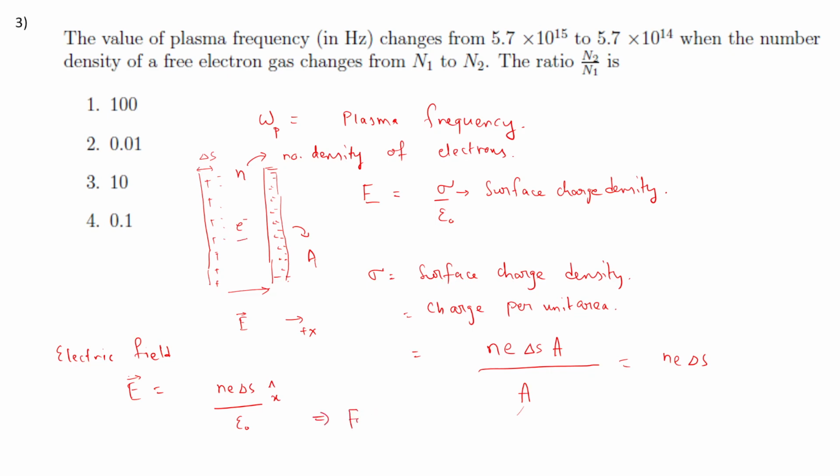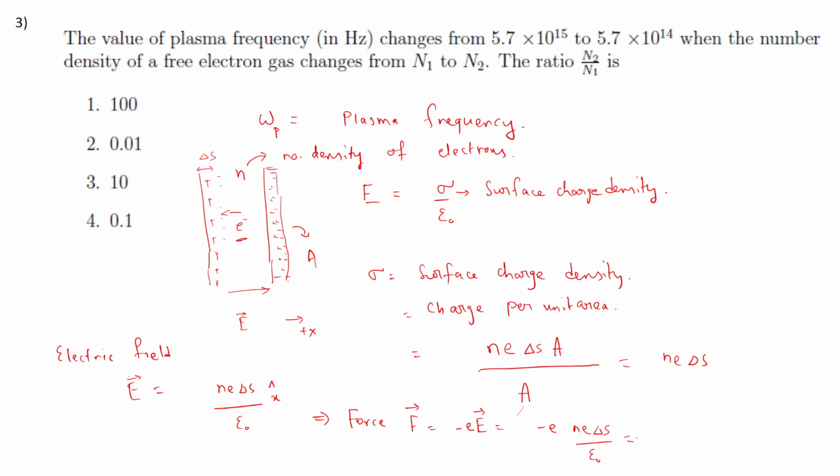Now what will be the force on the electron? The force F is equal to minus e times E. The force will be along this direction, so this will be minus e, and this electric field you can take from here, n e delta S over epsilon naught.